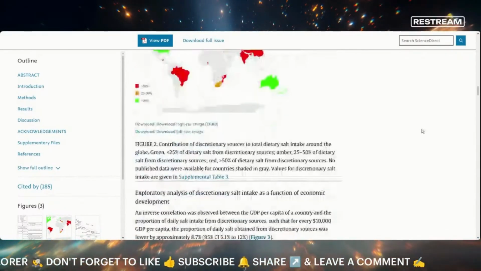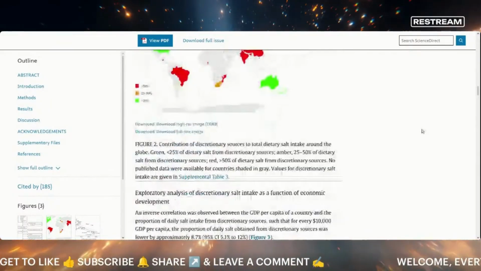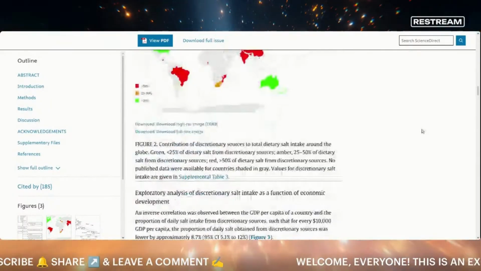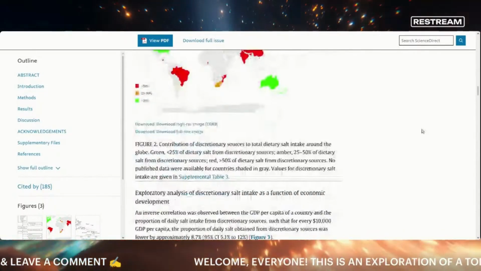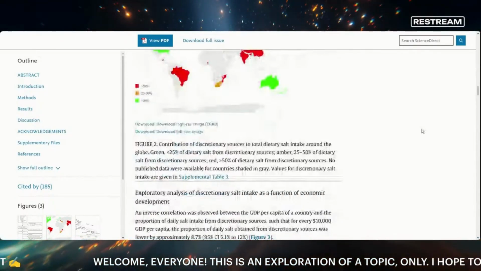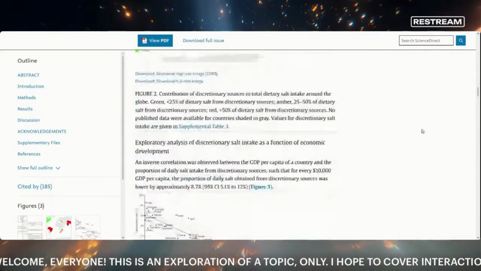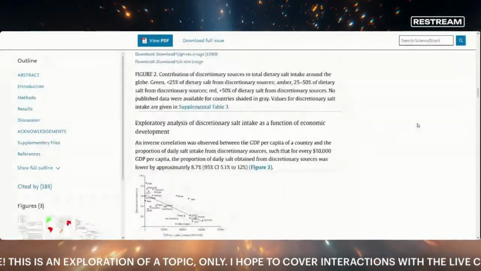Figure 2. Contribution of discretionary sources to dietary salt in the world. Green, less than 25% of dietary salt. Yes, we've gone over that. That's just the key to what we've just looked at.